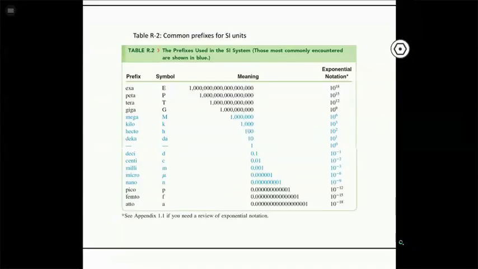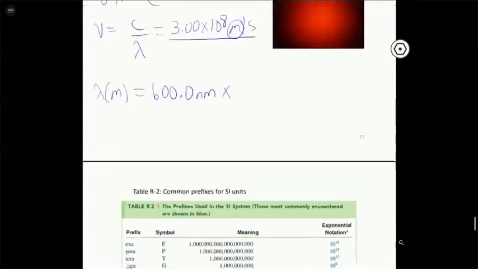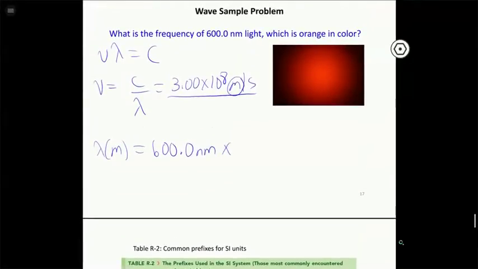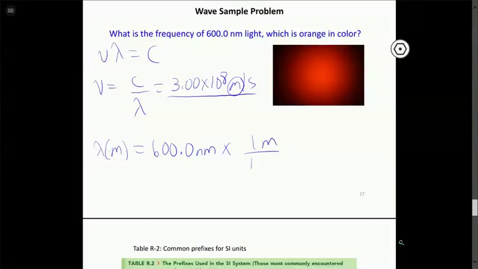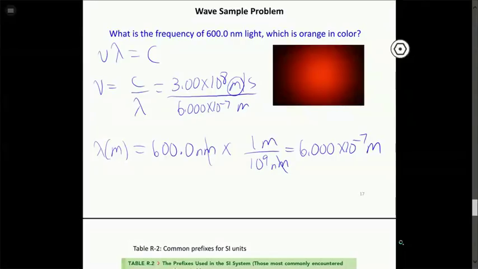If we look at nano, nano is 10 to the minus 9. That means that 1 nanometer is 10 to the minus 9 meters. Or alternatively, if we want to convert from nanometers to meters, 1 meter is 10 to the 9th nanometers. You can write that in either way. But we want meters on top, nanometers on the bottom, so that the units cancel out properly. This gives us a wavelength of 6.000 times 10 to the minus 7 meters. So we need to put it in with that quantity, so that our meters cancel out and we're left with just inverse seconds, which is hertz.